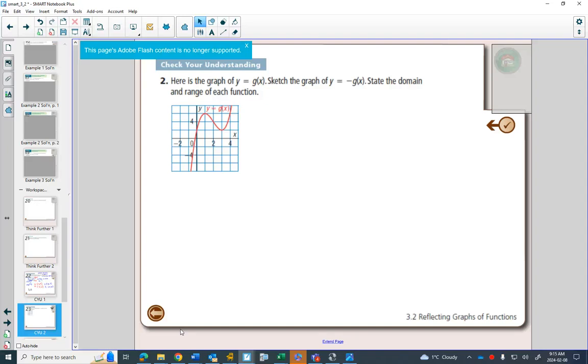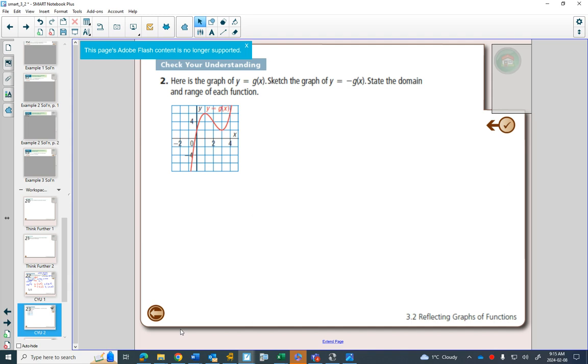Here's the graph of g of x. Later on, we're going to find out that this is a type of x cubed graph. But right now, we don't know that. Sketch the graph of negative g of x.